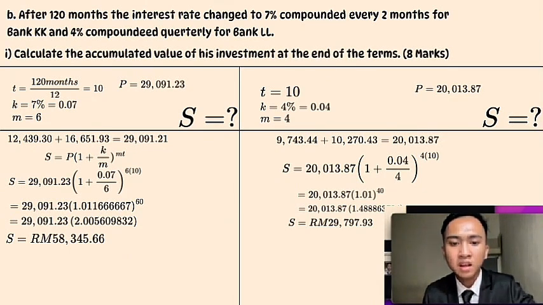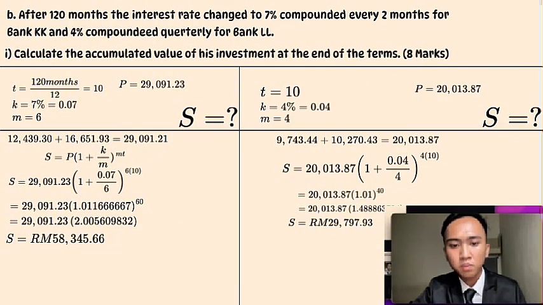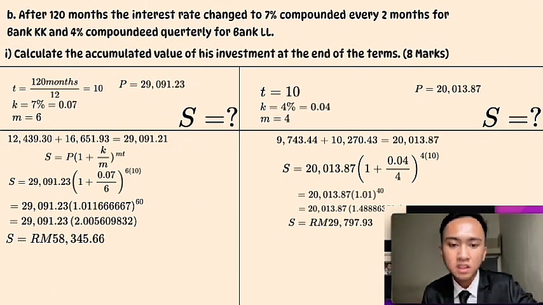Next we go to Bank LL. The principal is 20,013 ringgit and 87 cent. The interest rate is 4% or 0.04. This bank compounds quarterly, so 4 times in a year. The time is also 10 years. We use the same formula. S equals 20,013.87 times open bracket 1 plus 0.04 divided by 4 close bracket power 40. This becomes 20,013.87 times 1.4888. So the total is 29,797 ringgit and 93 cent.